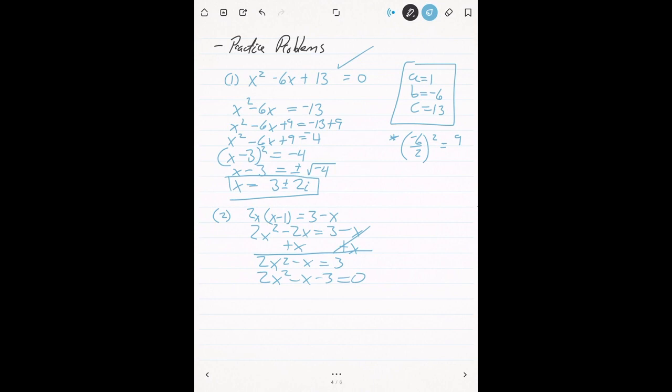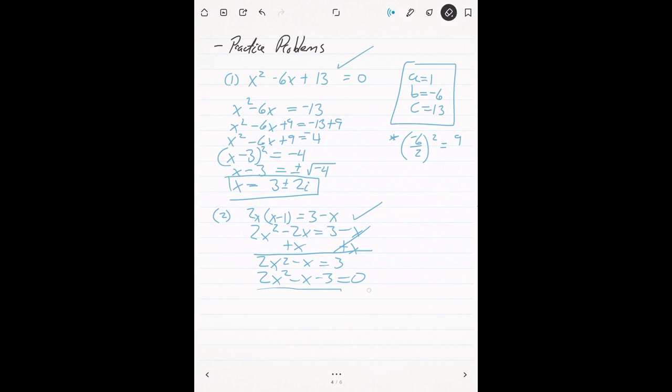As you see in this problem, we have the polynomial 2x squared minus x minus 3, and that's being set equal to 0. So we simplified the initial problem to get this quadratic equation. All right, let's go ahead and do the completing the square process. Oh, but wait a minute.